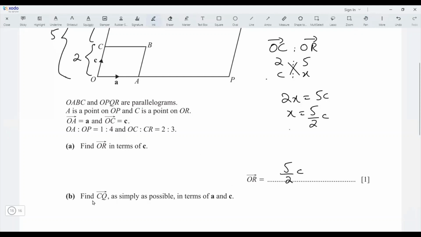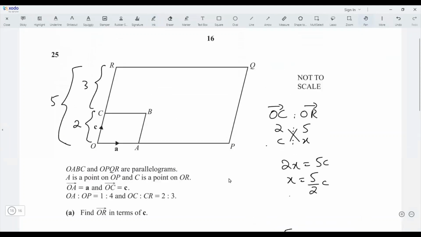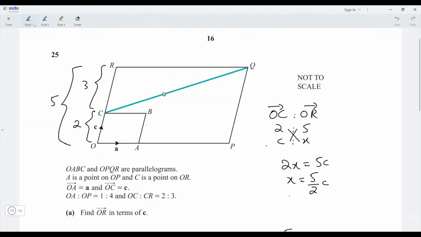So we need to find the next vector CQ. CQ is not mentioned here, so we have to join C with Q, and then represent the arrows towards Q. So is there any other vector given? R till Q. What is R till Q? Look at the other diagram, the other information, OA and OP. OP is basically 4 times A, so it must be 4A. So RQ must also be 4A.